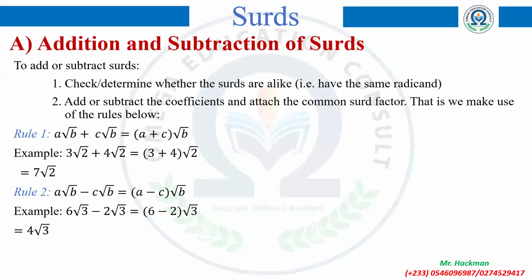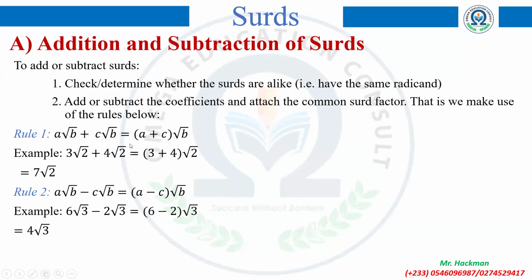Then after that, this is what we do. We add or subtract the coefficients and attach the common set factor. So maybe I will use the example to deal with it. The first rule here is for addition. The second rule is for subtraction. So if I have a set of the form a root of b plus c root of b, you can see that this is also root of b, because I want my radicals to be the same so that the sets will be alike for addition to be possible. Other than that, addition will not be possible.